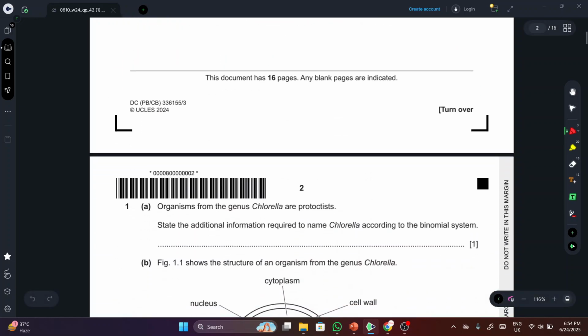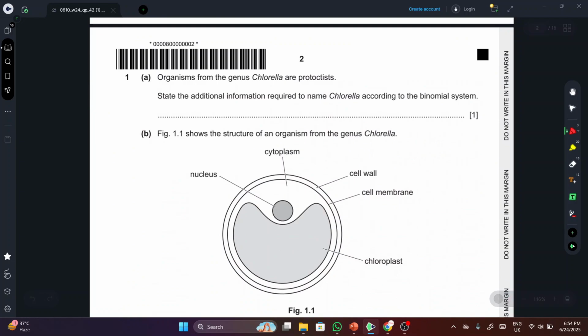Let's start. The first question is the organism from the genus Chlorella and Protoctist. State the additional information required to name Chlorella according to binomial system. It means that binomial system, the naming of every species with the two genus name and the species name. So additional information that we need about the species name, then we can give a proper name to this chlorella, right?